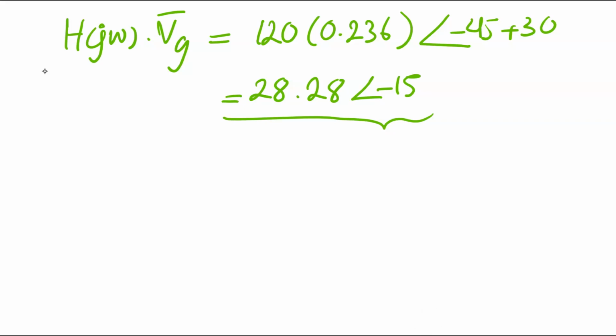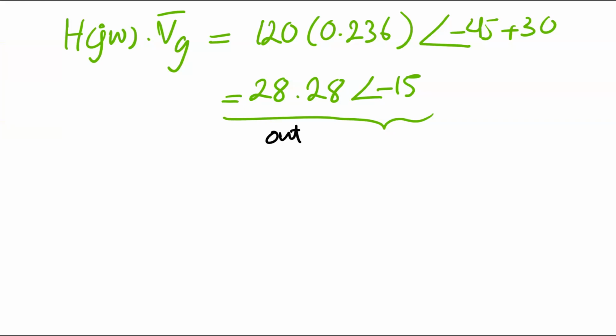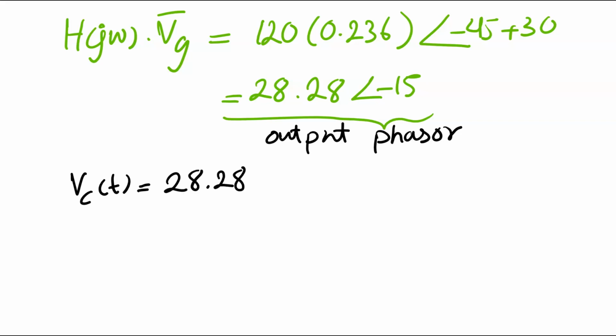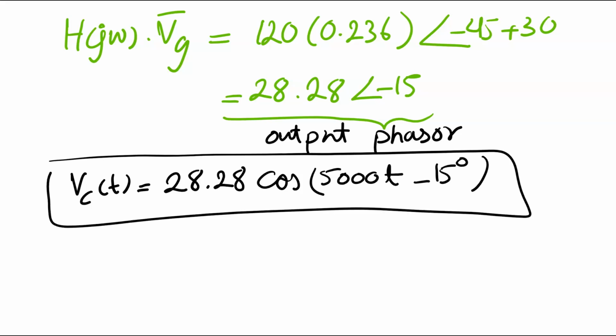So let me write it here. This is your output phasor. So it means that your Vc(t) is equal to 28.28 multiplied by cosine of (omega t minus 15 degrees), where your omega is 5000. So this is how you can use H(j omega) in order to solve for your steady-state response to a sinusoidal input.